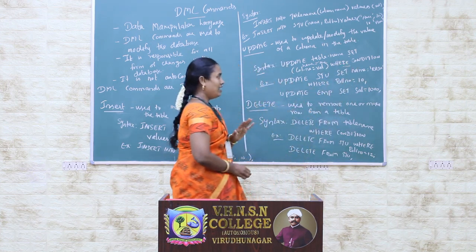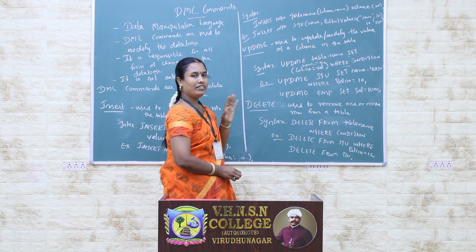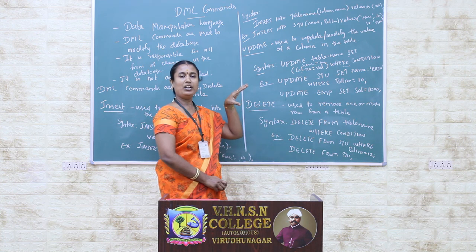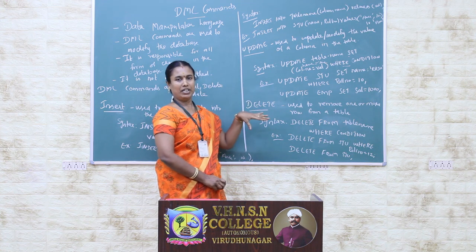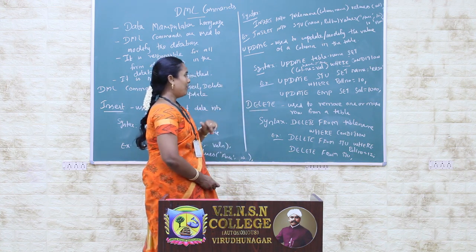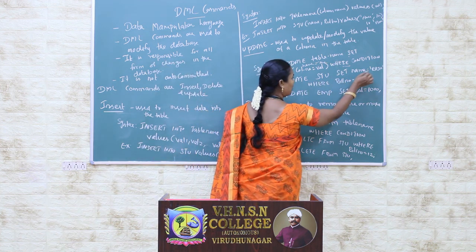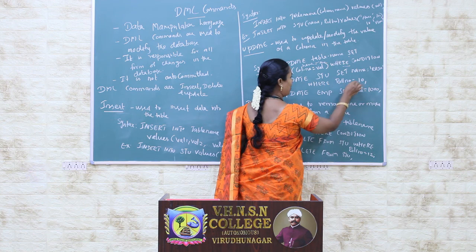Okay, so the where condition means that whenever the given condition is satisfied, only the corresponding row is updated. Here we can see an example of an update query: update stu set name equal to Raja where roll number equal to 10.